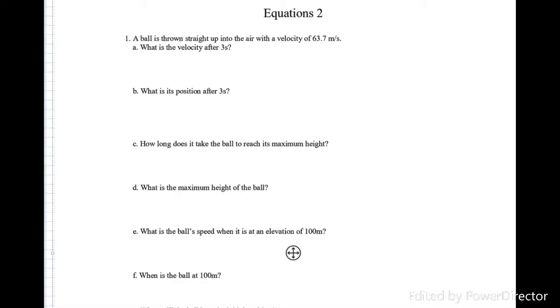All right, we're going to jump into equations 2. Again, just solutions for that. So a ball is thrown straight up in the air with an initial velocity of 63.7 meters per second. So thrown tells me that we're talking about free fall.